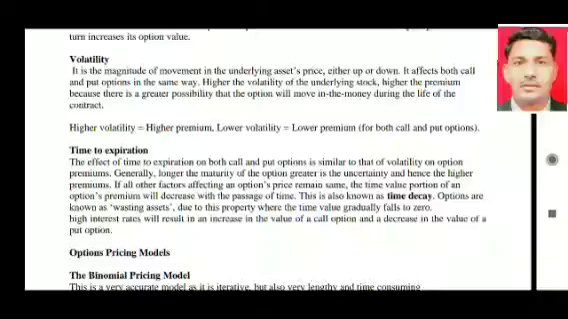The time value proportion of an option premium will decrease with the passage of time. This is also known as time decay. Options are known as wasting assets due to this property, where the time value gradually falls to zero. A high interest rate will result in an increase in the value of a call option and a decrease in the value of a put option.